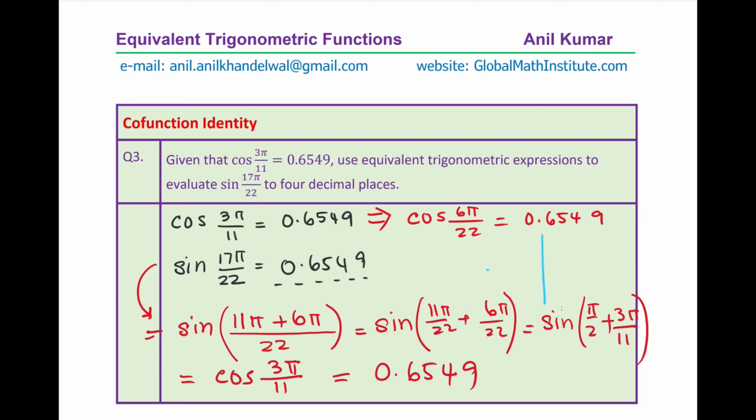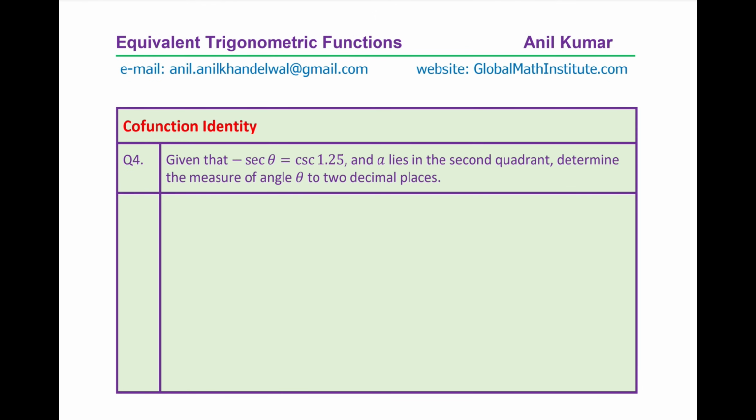Simple as that, correct? Sine is positive. Remember this, the cast rule, right? Since sine is positive, we have the positive values. Perfect. That is how we can easily solve. So I hope the concept is absolutely clear. Now let us take up the last question. Here is question number 4. Given that minus secant theta is cosecant 1.25 and theta lies in the second quadrant, determine the measure of angle theta to 2 decimal places.